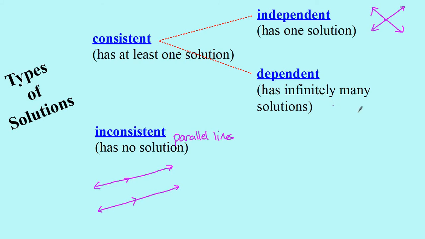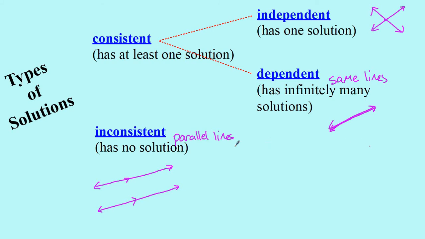Now think about what dependent is. Infinitely many solutions. So if I were to graph a line, I need to have infinitely many solutions, so this other line has to be there and there and there. Infinitely many. It has to be the same line. So dependent are the same lines.